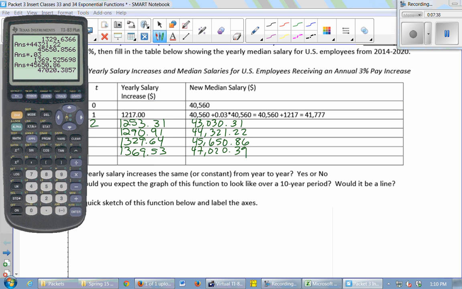$47,020.39 times 3% to get the next year's increase, $1,410.61. Add that to the previous year's salary, and I have $48,431, almost exactly.